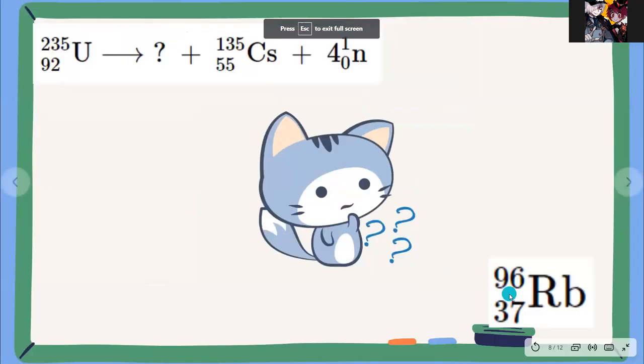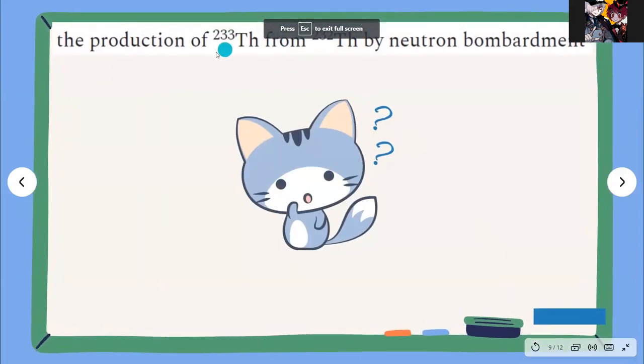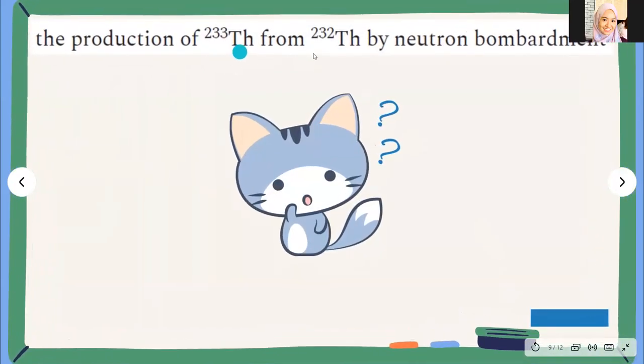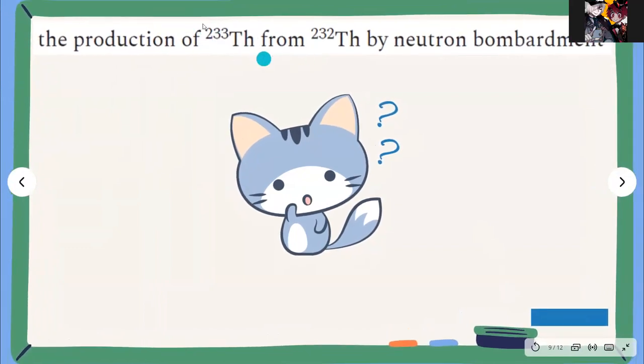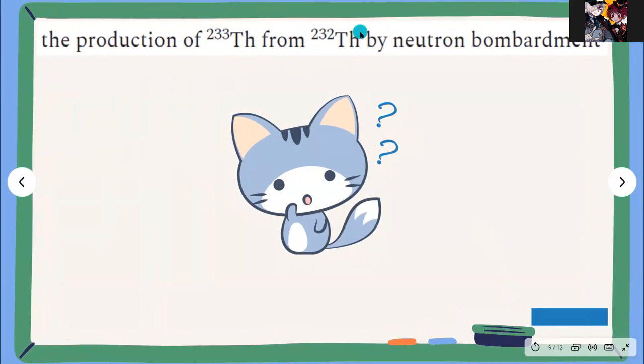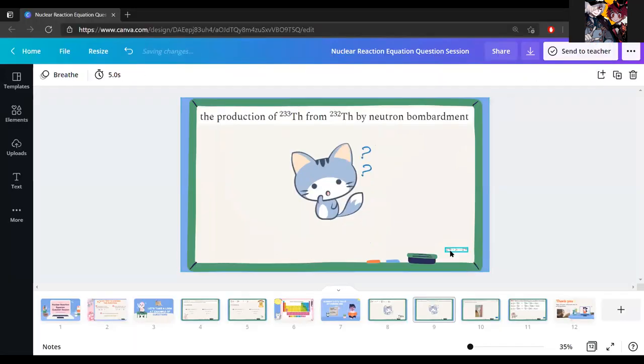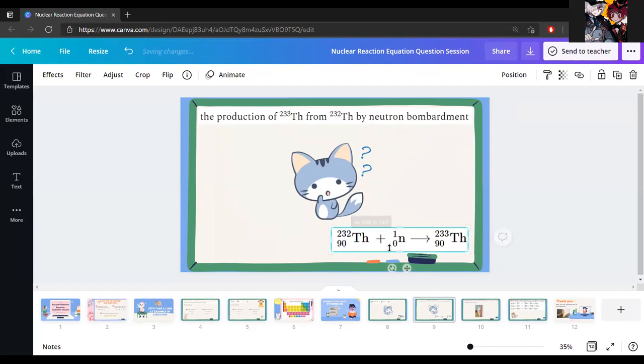So let's proceed to the next question. For this question, we just need to make an equation from the question. And we need to understand which one is the product and which one is the reactant. Does anyone know the answer? Okay, I give you guys the answer already. So here is the answer. We just make this equation. And for the neutron bombardment, we need to know that the mass number is 1, the atomic number is 0.